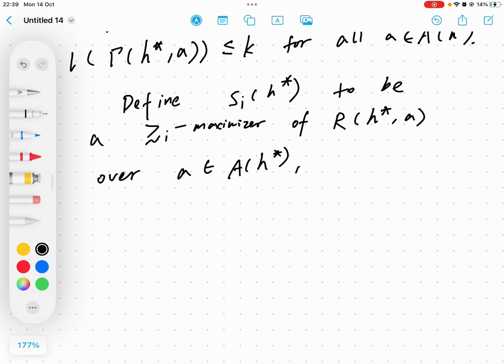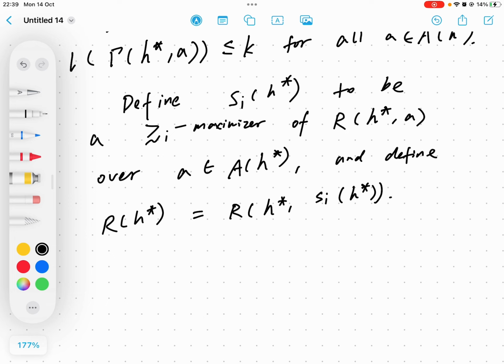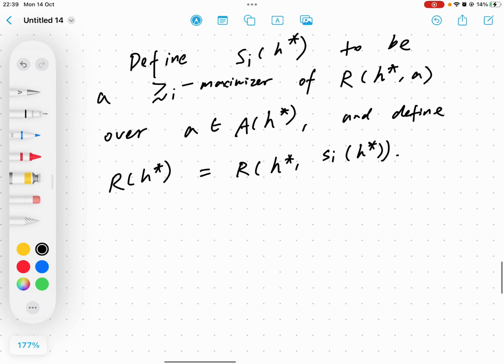And correspondingly define R(H star). What that should be, we simply let it be R(H star, A), where the action would be the optimal one for this strategy in equilibrium. So now this looks like a subgame perfect equilibrium for this subgame. So the strategy S_i star (H star) would be the strategy in equilibrium.